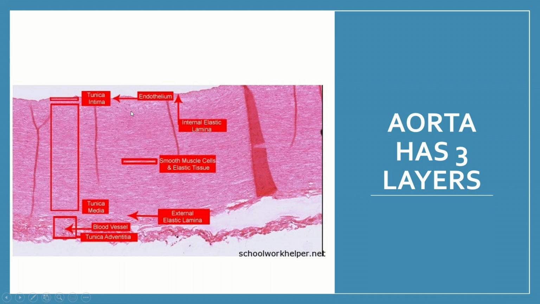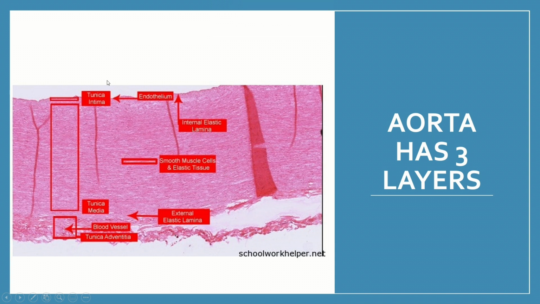The aorta has three main layers. First, the tunica intima, which contains the endothelium and the internal elastic lamina. Then we have the tunica media that contains smooth muscle cells and extracellular matrix, and the extracellular matrix includes elastin and collagen and other fibers. And also the tunica media has the external elastic lamina. And the last and outermost layer is the tunica adventitia, which contains connective tissue and blood vessels called the vasa vasorum.